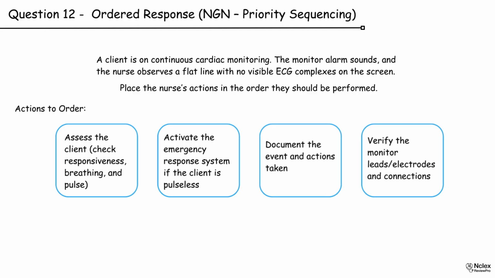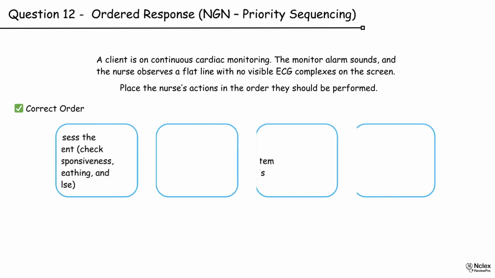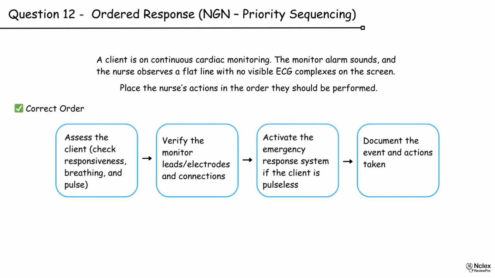Take a moment. Do not rush this. Sequencing questions are about safety and discipline. Pause here if you need to. The correct order is as follows. First, assess the client. Second, verify the monitor leads and connections. Third, activate the emergency response system if the client is pulseless. Fourth, document the event and actions taken.